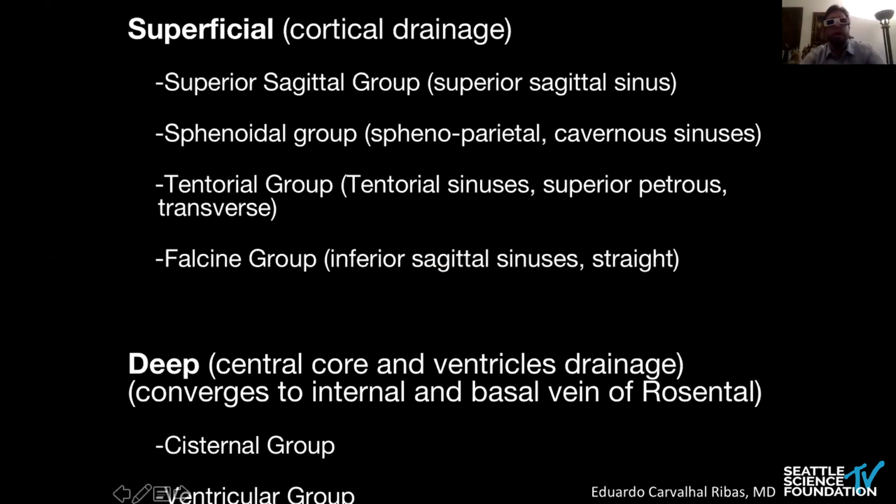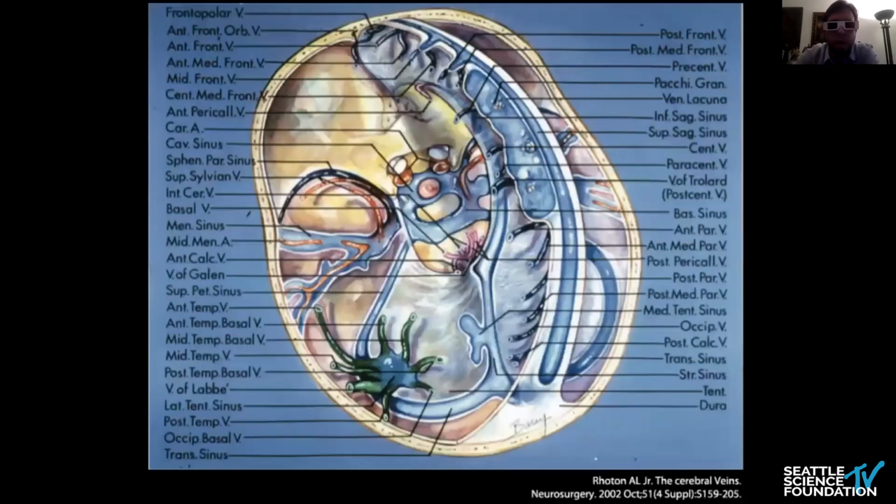We do have a superficial system and a deep system. The superficial system will drain the cortical part of the brain, and the deep system will drain the sagittal cord and the ventricles. The cortical drainage we can separate into 4 groups.